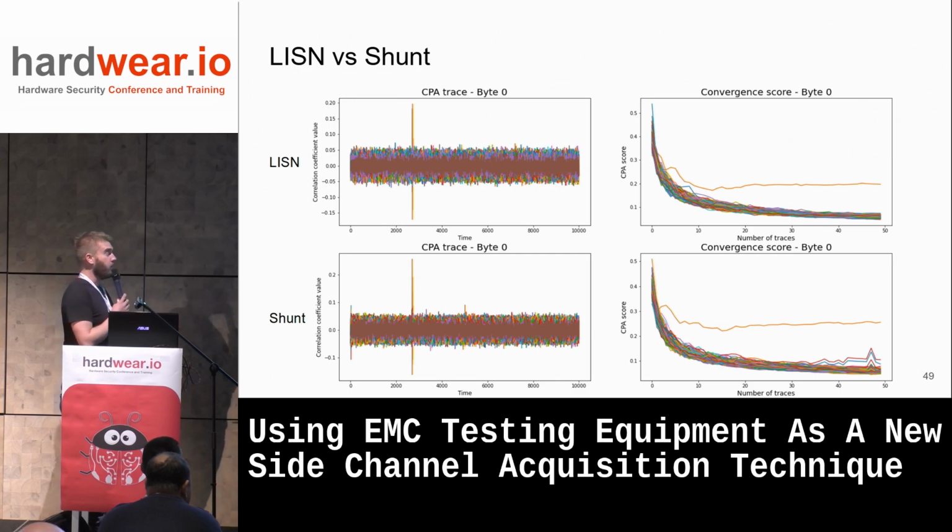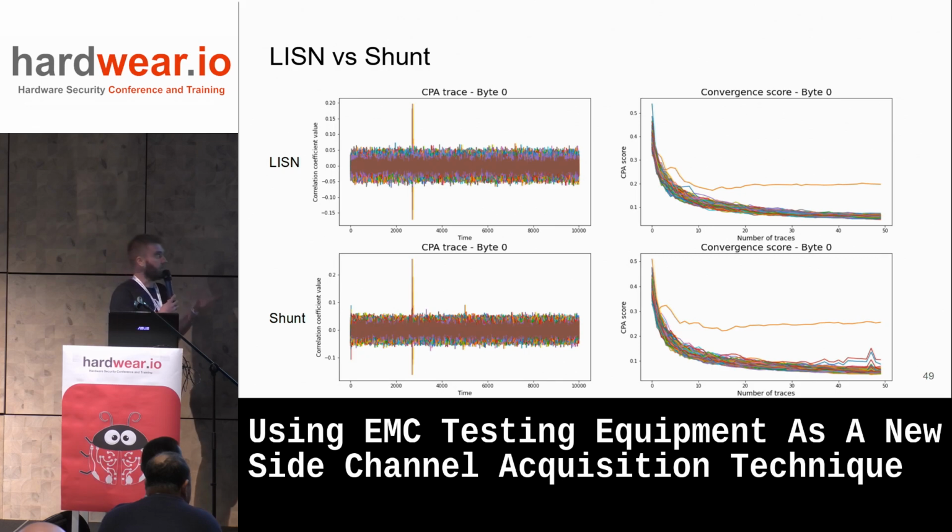So to compare both, it looks quite the same. You can see, you can get the key byte. It works perfectly fine. You can already see that on the shunt resistor here, this, which is the correct key, is a bit higher than the others compared to the LISN.